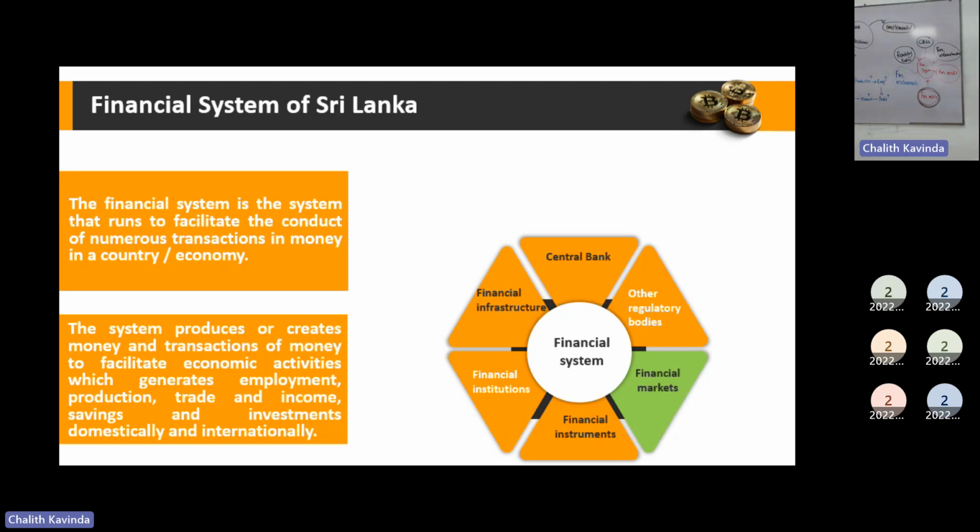So you could see it says the system creates money and transactions to facilitate economic activities, which generates employment, production, trade, income, savings, as well as investments. Clear? So it's like a cycle.